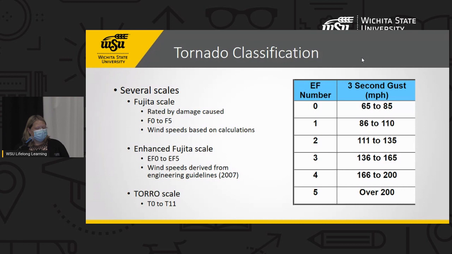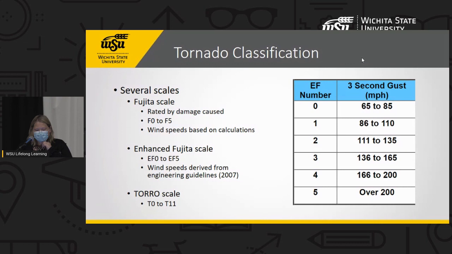But the wind speeds, you can see in the second column of the table, those were based entirely off calculations. So they were estimating that a tornado that caused damage that would be in EF0 would have a 3-second gust of wind at about 65 to 85 miles per hour.